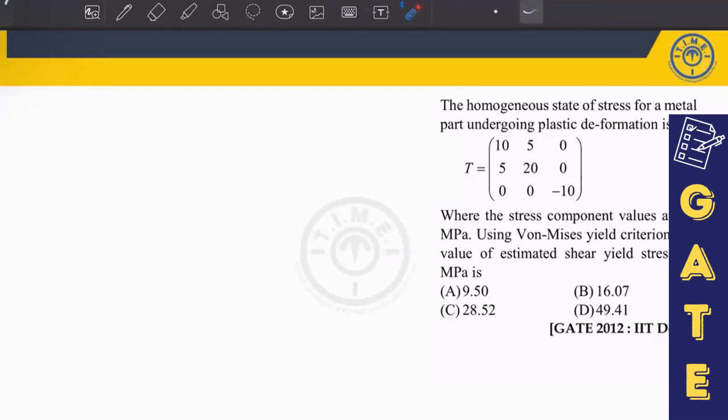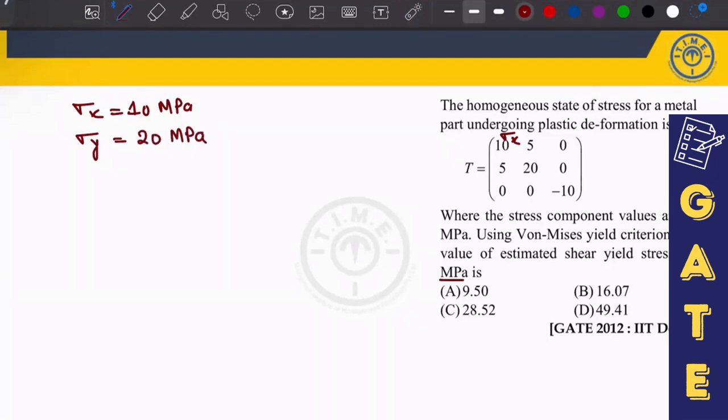Now, first of all, as you know, this is sigma x and this is sigma y. Sigma x is 10 megapascal. I hope the unit they have mentioned is megapascal only. Sigma y is 20 megapascal. And if you see here, this is sigma 3, because all the shear stress components are 0. If the shear stress is 0, that normal stress can be considered as a principal stress. Sigma 3 they have clearly mentioned as minus 10.